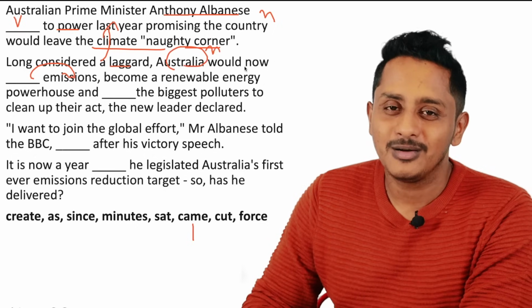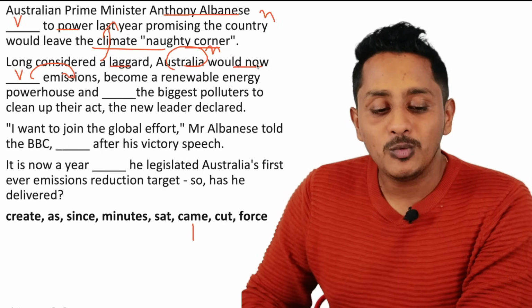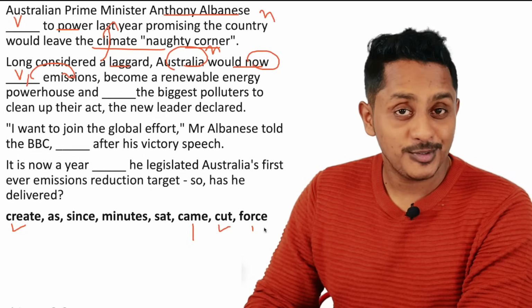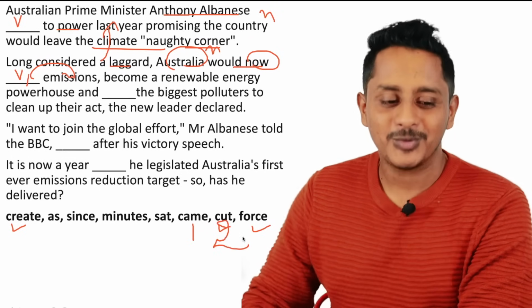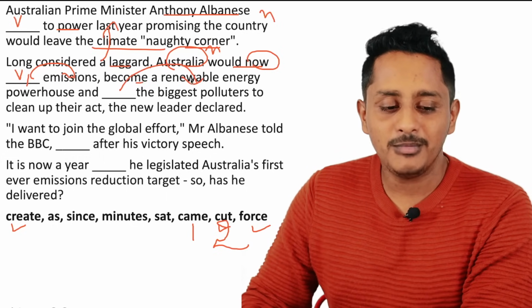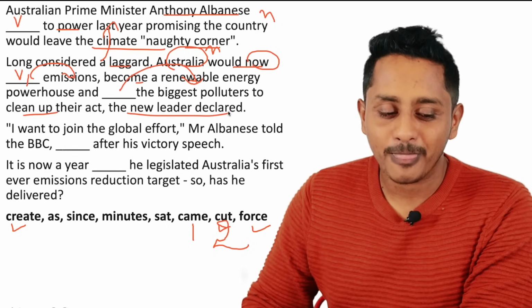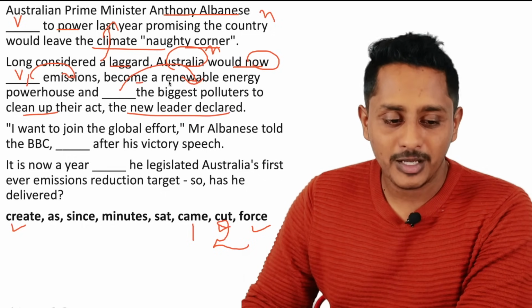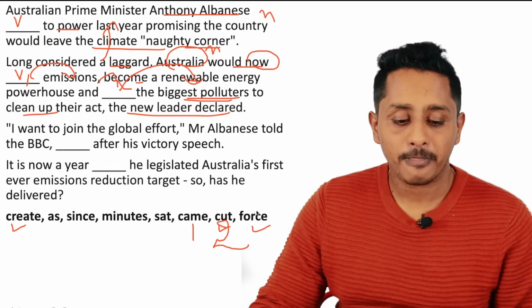Long considered a laggard, Australia would now dash emissions. Australia is a noun. "Would now" is fine, that's just auxiliary verbs; a verb has to come. Now is there, so the present form of the verb, one. Create emissions, cut emissions, force emissions, give it a thought. He's promising something; he wants to cut down the emissions. Emissions is bad, so as a result, this is going to be two. Cut down emissions, become a renewable energy powerhouse and dash the biggest polluters to clean up their act, the new leader declared.